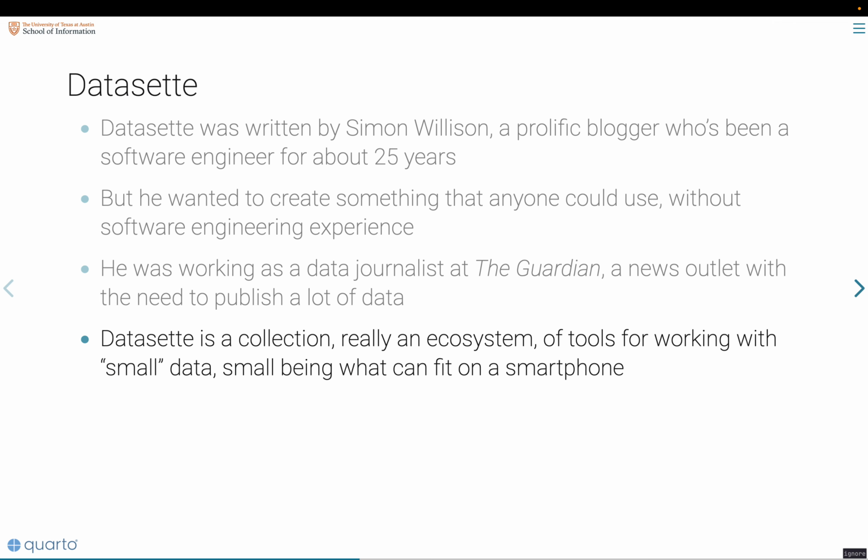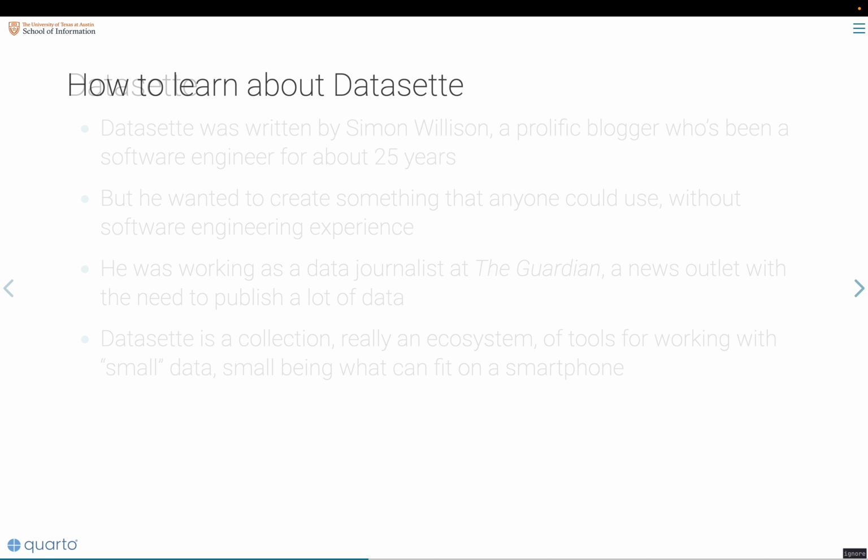And it's an ecosystem of tools for working with what he calls small data. And his definition of small data is data that can fit on a smartphone. And his particular smartphone, I think he said, can accommodate 0.5 terabyte. So my smartphone can accommodate, I think, 1 terabyte. And it's easy to get a smartphone that contains 2 terabytes. So that's a lot of data to be called small, but that's his definition of it, basically not distributed data, single user kind of data.